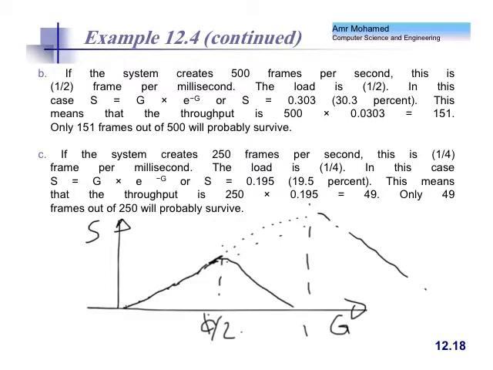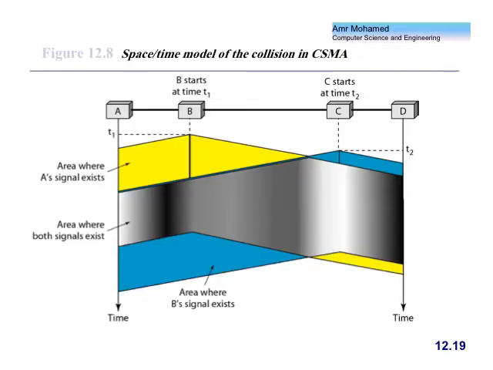And of course, if G equal 1/4, then the throughput is 0.195, which is less than 0.301. So if I have 250 frames times the throughput, I will likely have only 49 frames out of the 250 frames survive. Any questions?